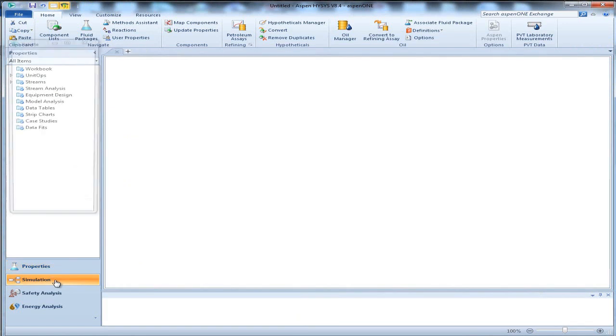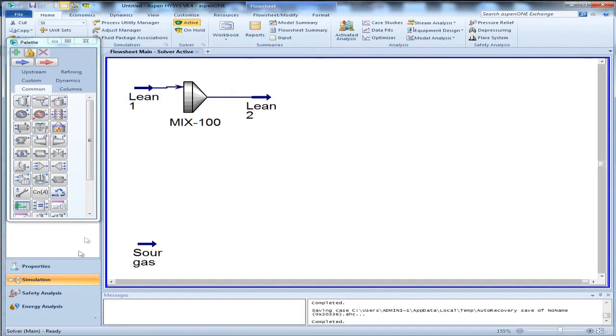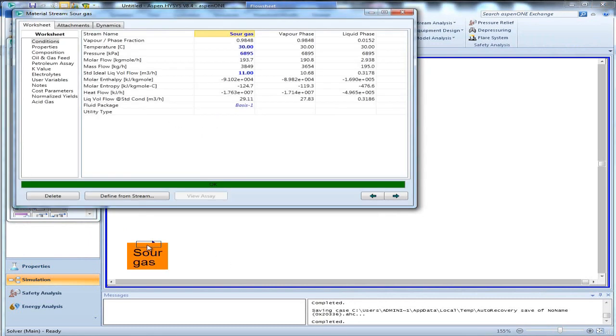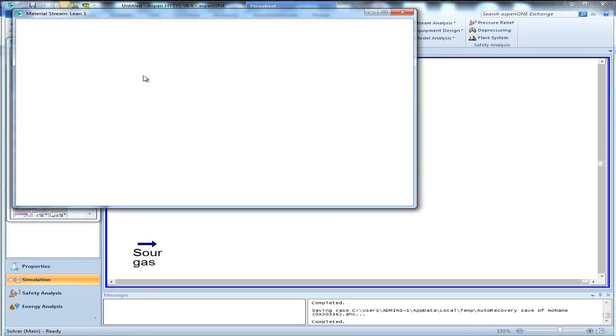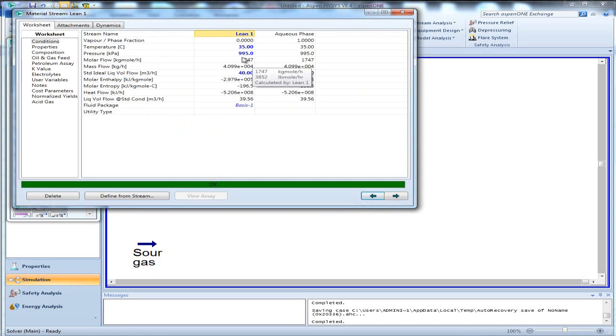Now we can go to the simulator. I would like to skip how to input the data. So the sour gas will have a molar flow rate of about 200 kilomoles, while the lean solution will have a molar flow rate around 10 times of what we have in the sour gas here.